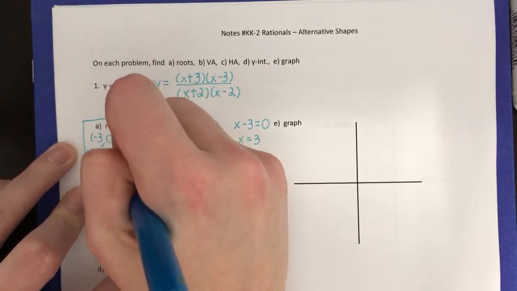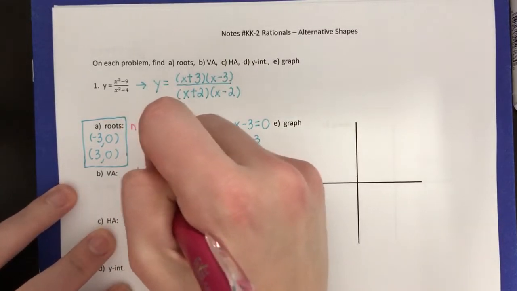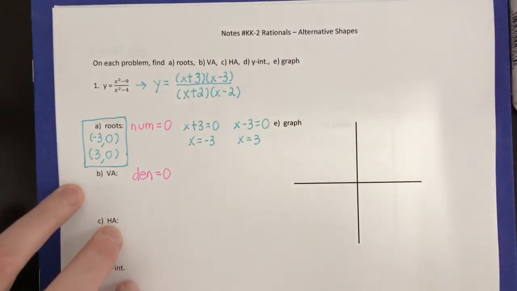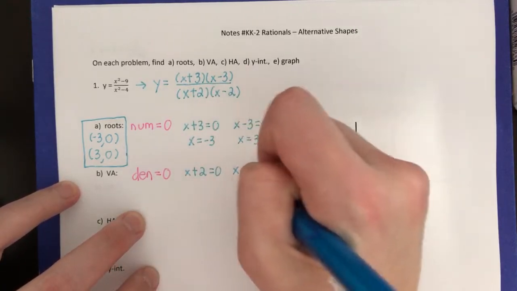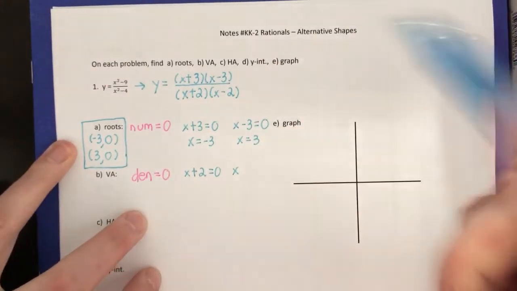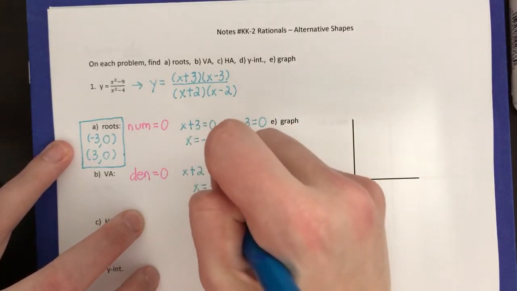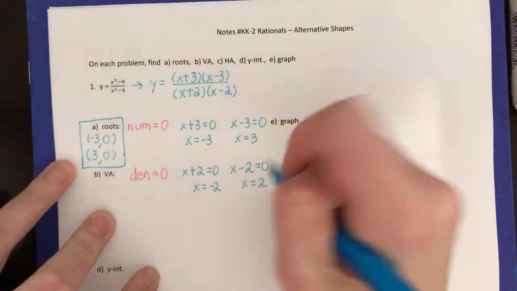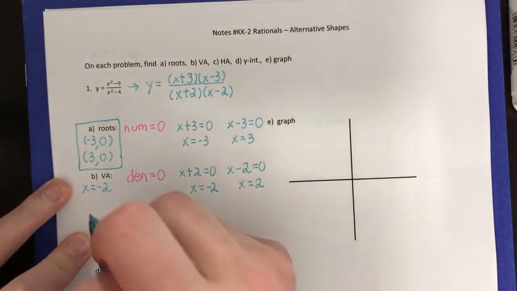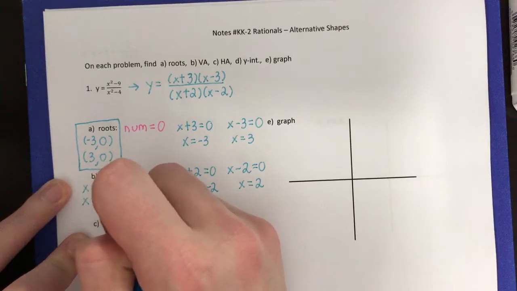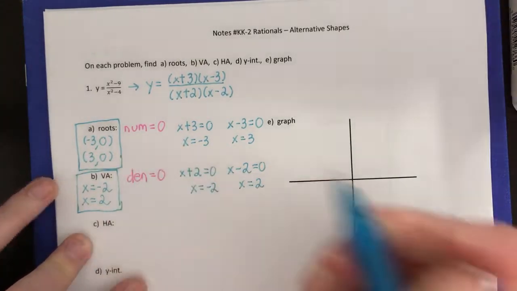Okay, my VA, remember, is denominator equal to 0. So x plus 2 equals 0, x minus 2 equals 0. So x equals negative 2, and x equals positive 2. So x equals negative 2, x equals positive 2. So 2 vertical asymptotes. This is going to look neato.